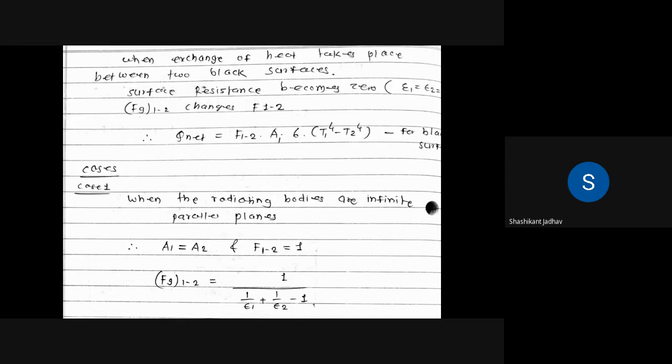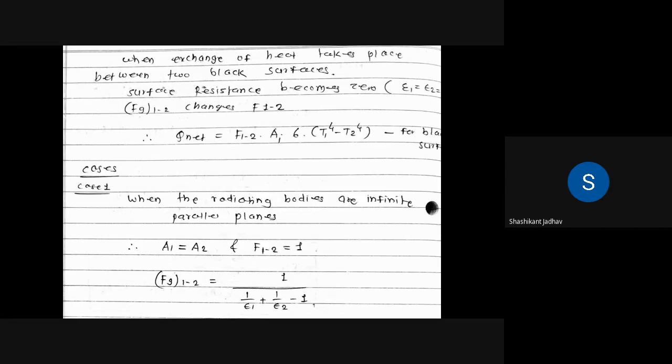So write down, therefore, Q net is equal to F12 into A1 sigma T1 raised to 4 minus T2 raised to 4. So this is the equation for the black surfaces. For black surfaces we derived the equation separately, which is the same equation we got earlier. We derived the gray body equation, and in it, for black bodies emissivity is 1, so we just put that value. So by putting that value we get the same equation.